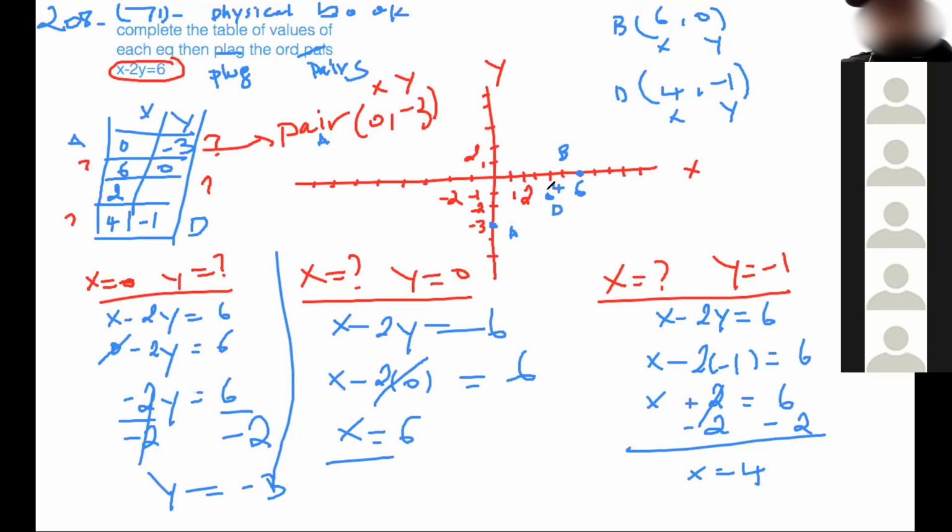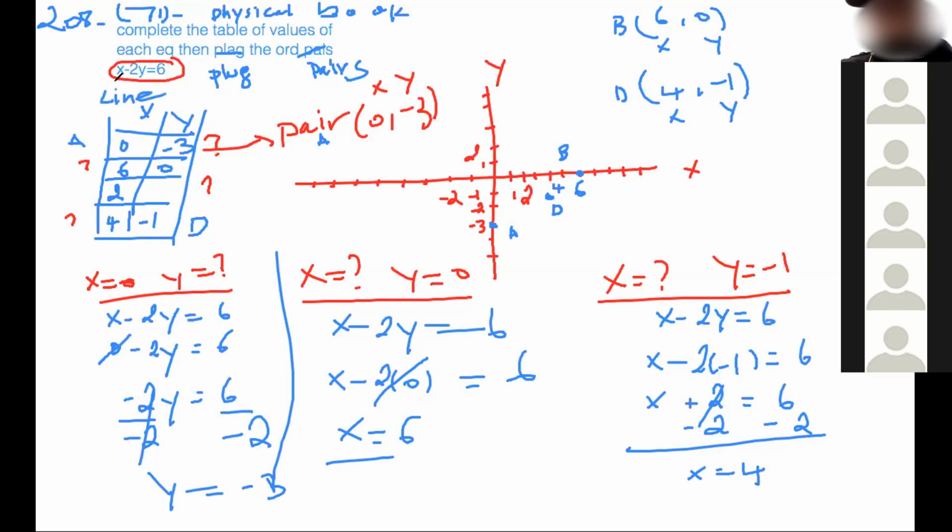As you can see, if you do the other points the same way, what do you notice about these points, A, D, and B? What do you notice about the shape they form? It's a diagonal line. It's a straight line, that's right. So that's why we call it a linear equation, because it's the equation of a line.